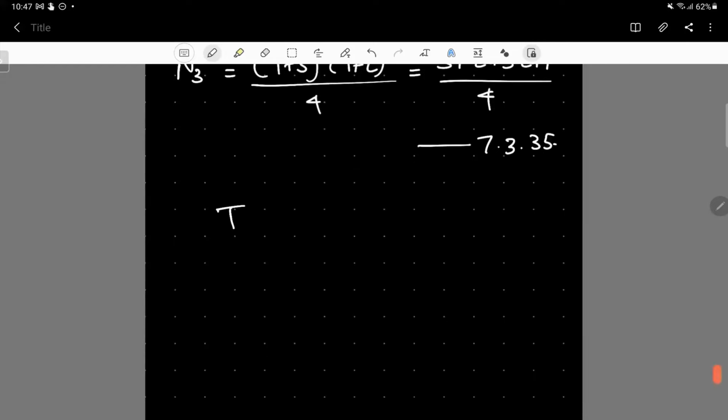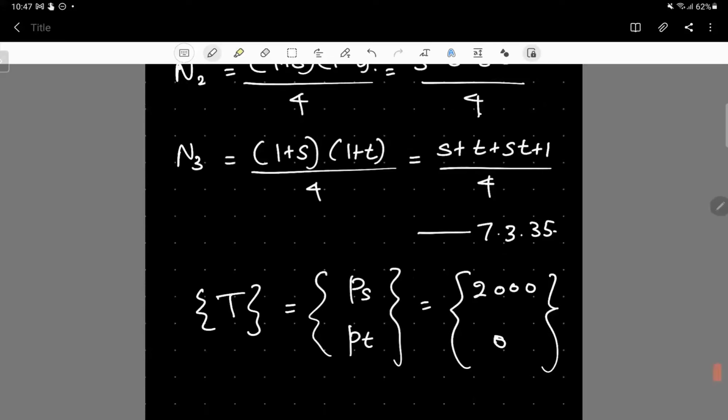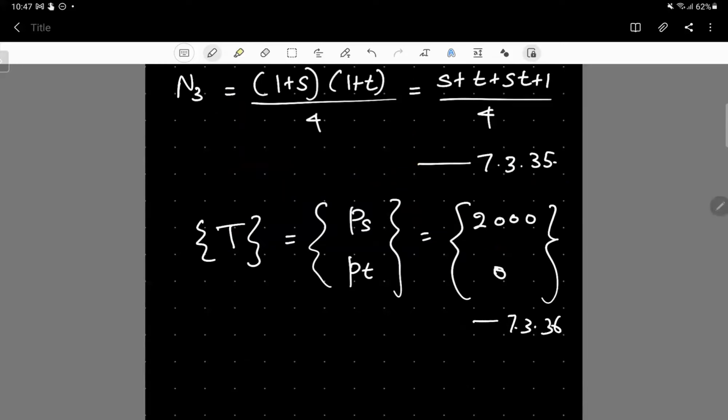So the surface traction forces along the edge are given by the PS and PT matrix. We know the only applied external force is 2000 pounds per square inch, and there are no forces acting in the T direction based on the problem which has been given to us. It's clear, it's only in the S direction where the forces are applied. Now we have the equation for the shape function and the equation for the forces.